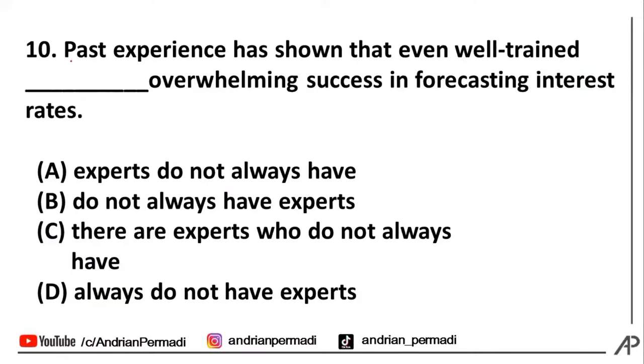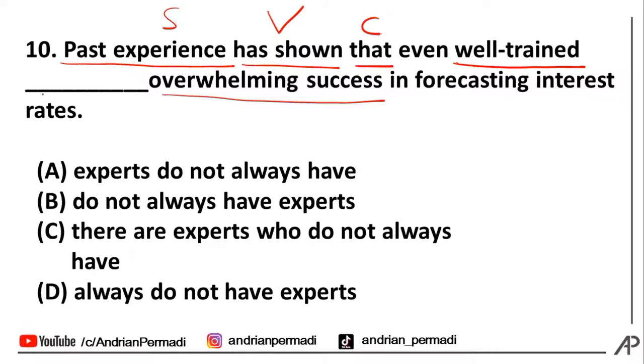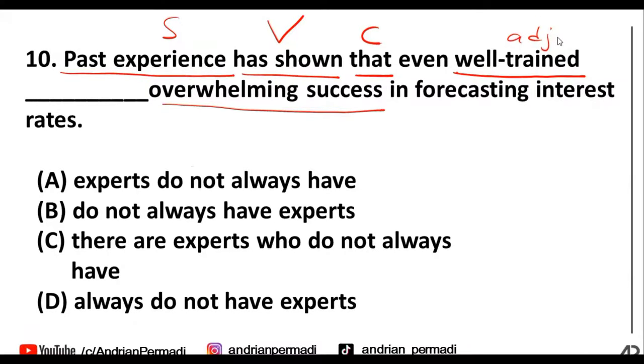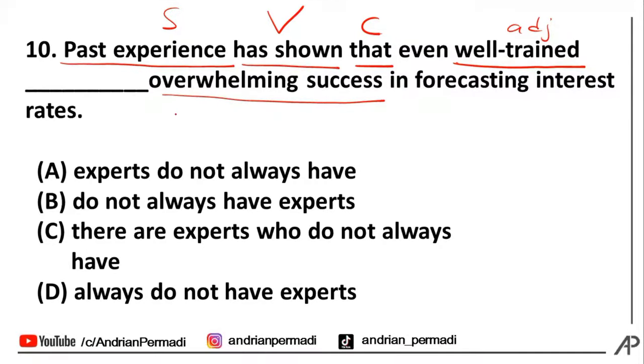In number 10, we are able to see that past experience is a noun that functions as a subject, has shown is the verb, that is a connector, and well-trained is an adjective. Overwhelming success is a noun. Now, the blank space is near an adjective, well-trained. Therefore, it can be concluded that after the word well-trained, there will be a noun. And in this case, because we already found the connector, we will need to find the subject and the verb.